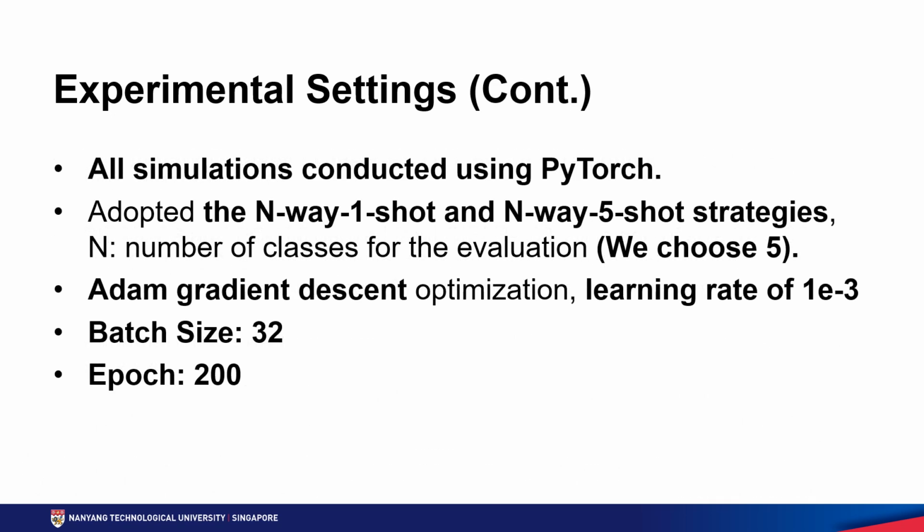All simulations were conducted using PyTorch, and following the standard few-shot literature, we adopt the n-way one-shot and n-way five-shot strategies. We choose the number of classes n to be 5 in our evaluation. Adam gradient descent optimization was used with a learning rate of 1 times 10 to the power minus 3. The batch size and epochs are also shown here.